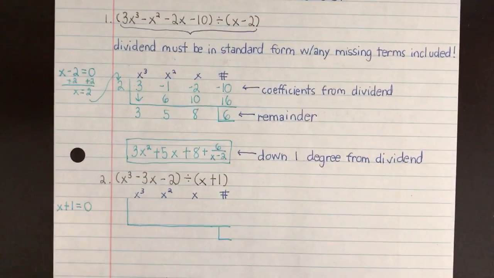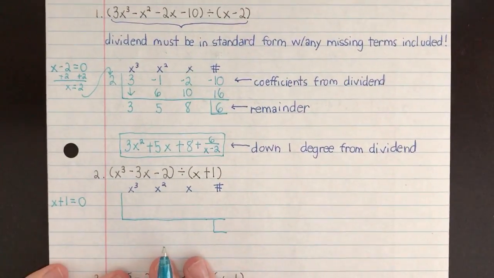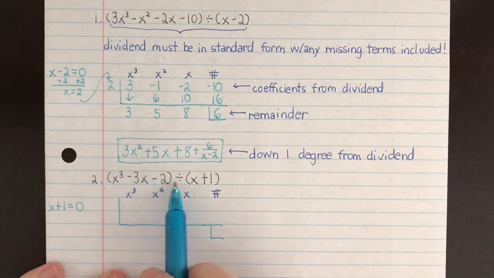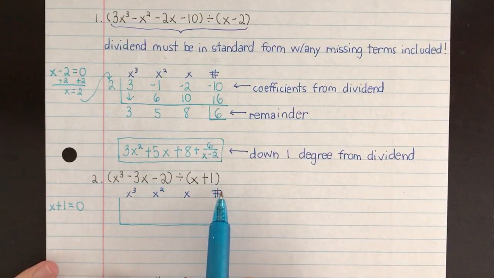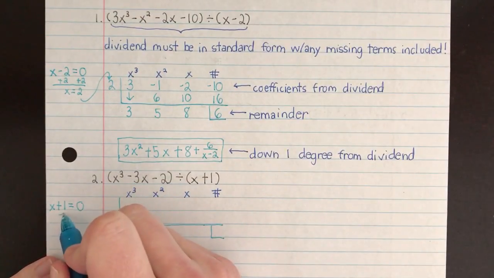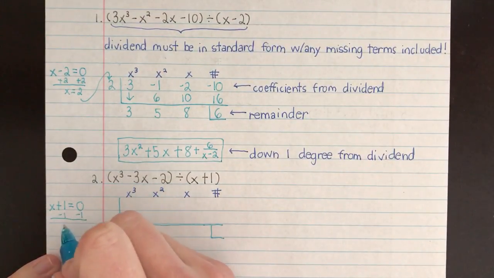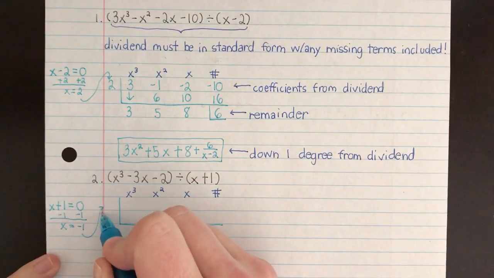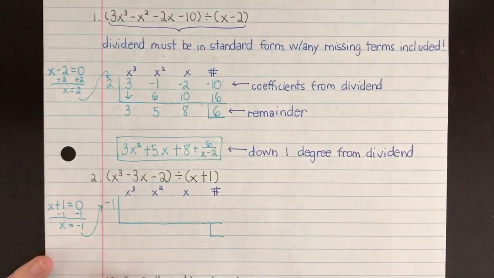So like I said, with the hang of it, I think you'll start to like this even more. So here's our next problem. X cubed minus 3x minus 2 divided by x plus 1. So again, take the divisor off to the side, set it equal to 0. Obviously, minus 1, we get x equals -1. So -1 is what goes right here on the outside.